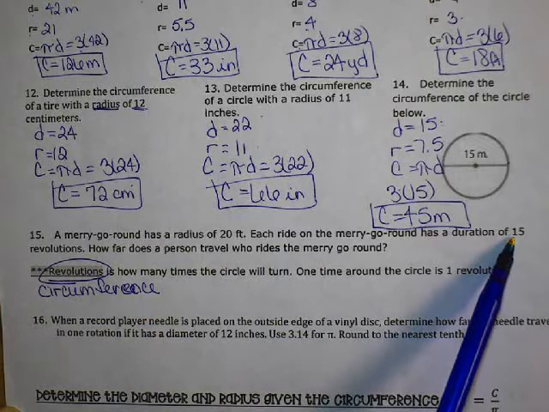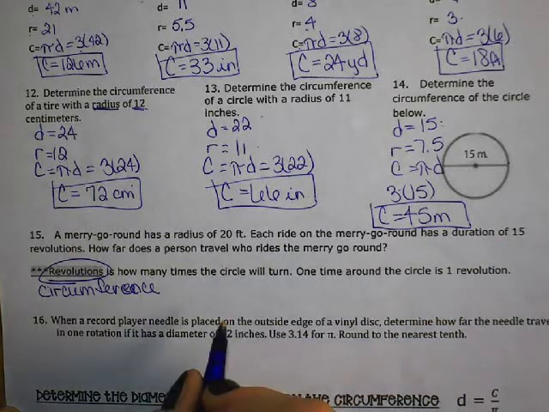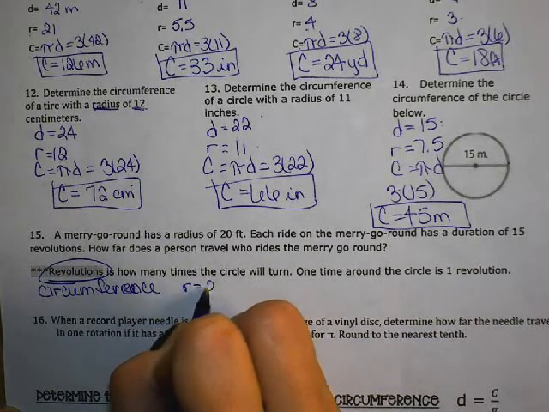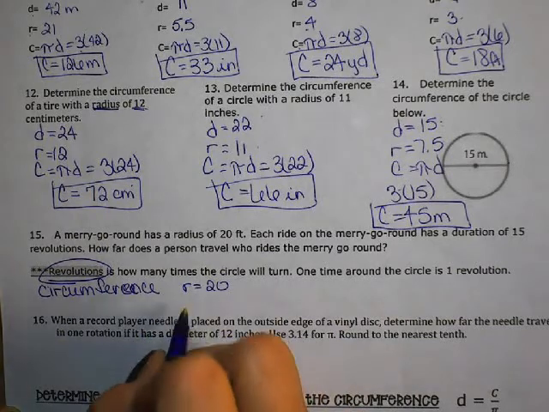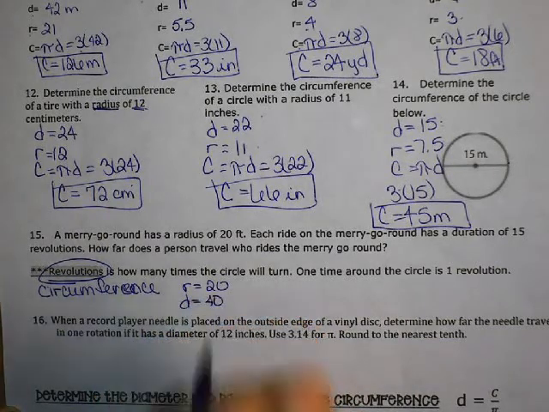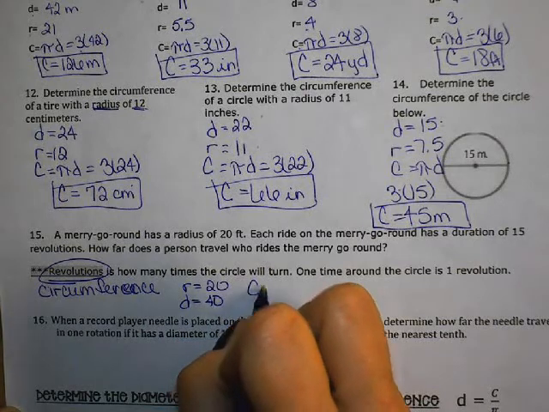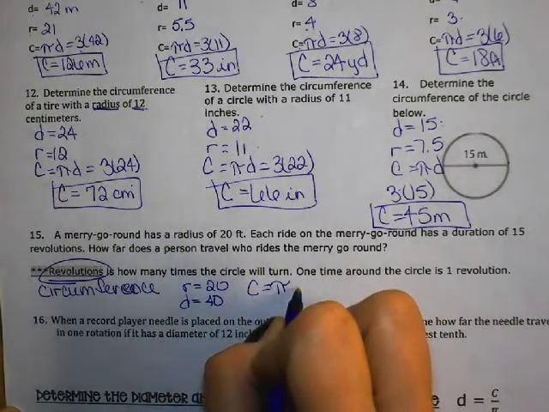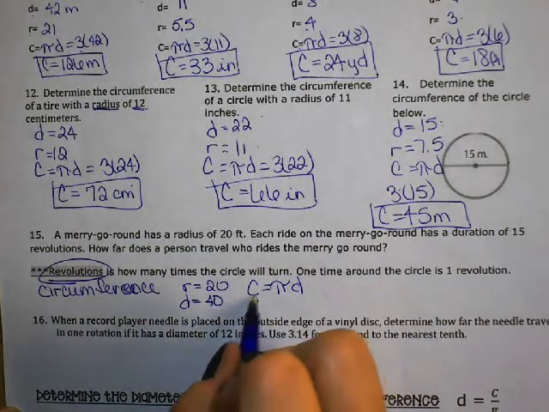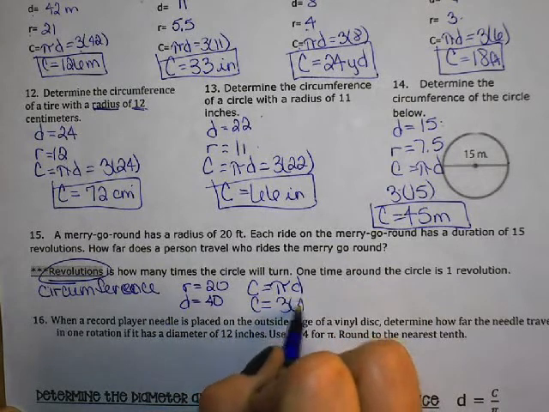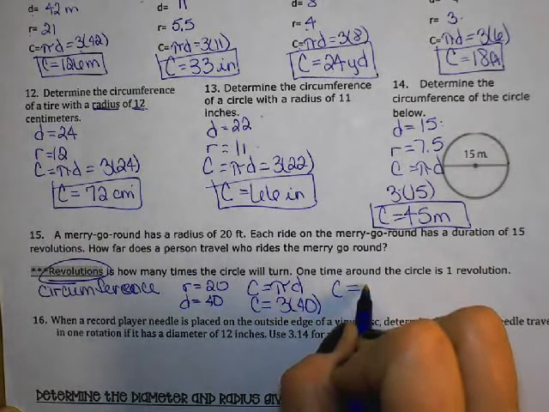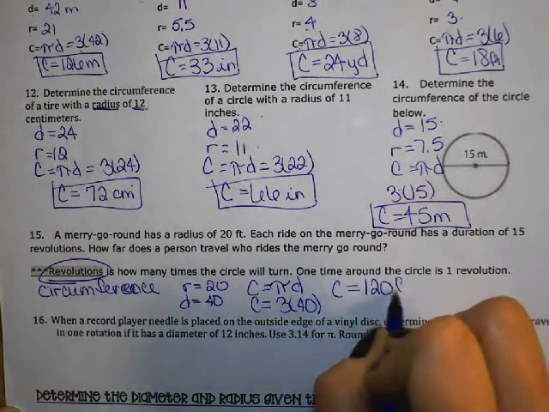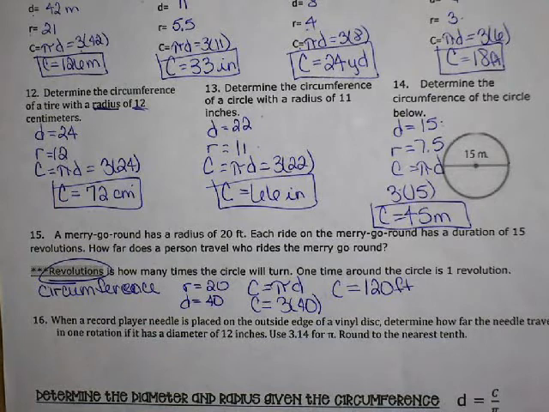So we do need to find the circumference of 1 and then multiply it by 15. They give us a radius of 20, and remember we usually use the diameter, so I'm going to double it for the diameter. To find the circumference we state that it's pi times diameter, so I will do 3 times 40, and I get one circumference of approximately 120 feet.